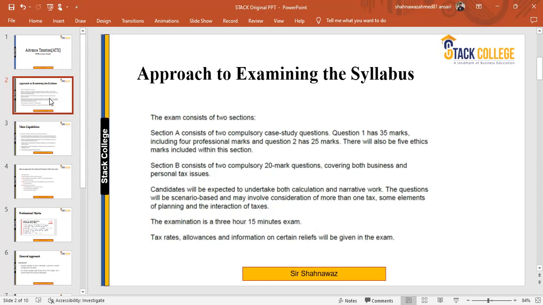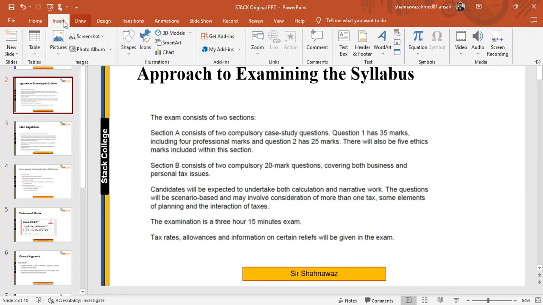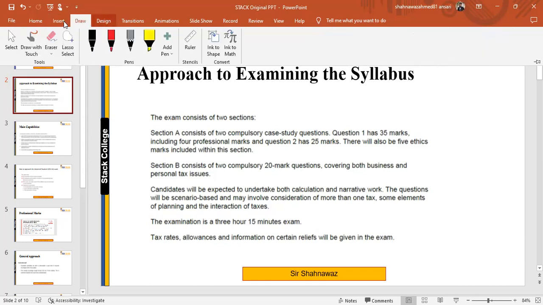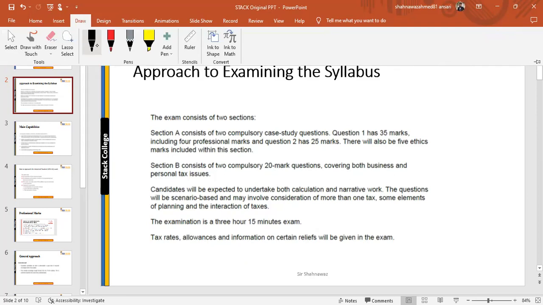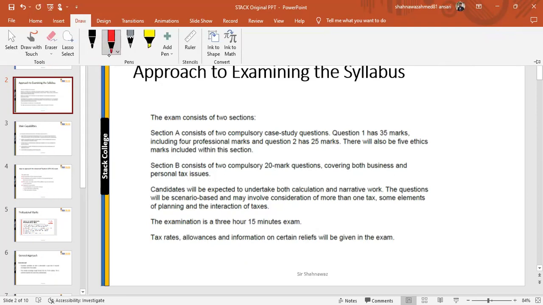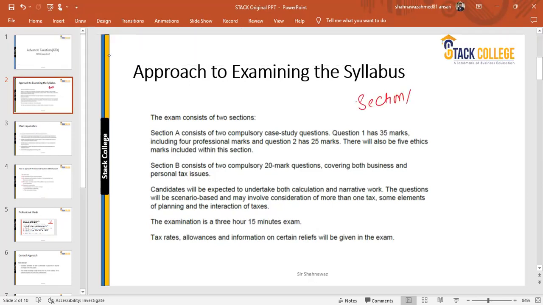So first of all, as you know, this is a professional paper and an optional paper as well. So this particular paper comprises two sections, Section A and Section B. As far as the composition of the paper is concerned, Section A comprises 60 marks and Section B comprises 40 marks. This is the composition of the paper.